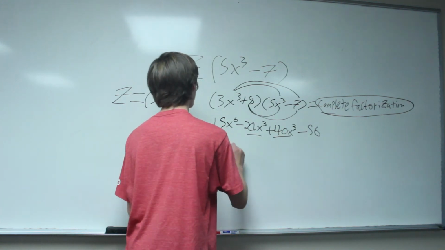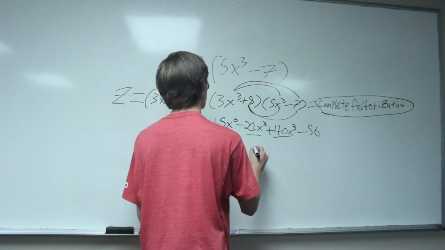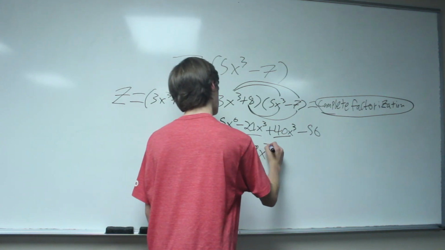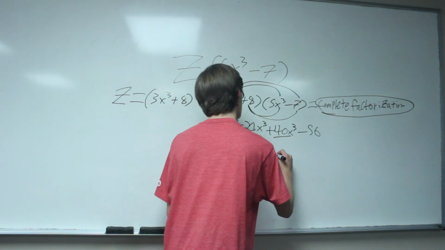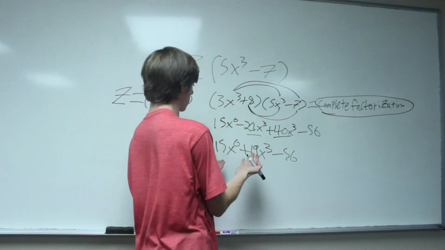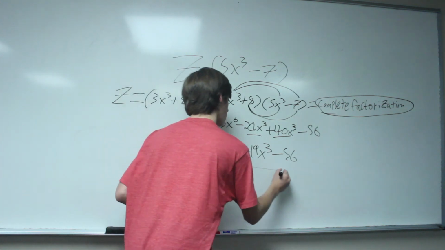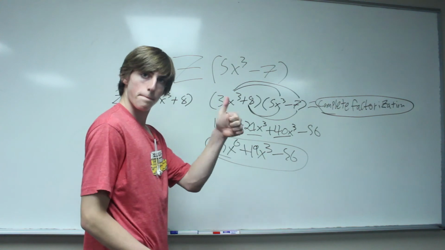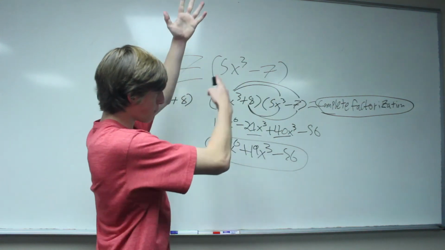Now we're going to combine like terms, negative 21x cubed and 40x cubed. And we can write that as 15x to the 6th plus 19x cubed minus 56. Well, I'll be darned. That looks exactly like the original equation. And you are done with this problem.